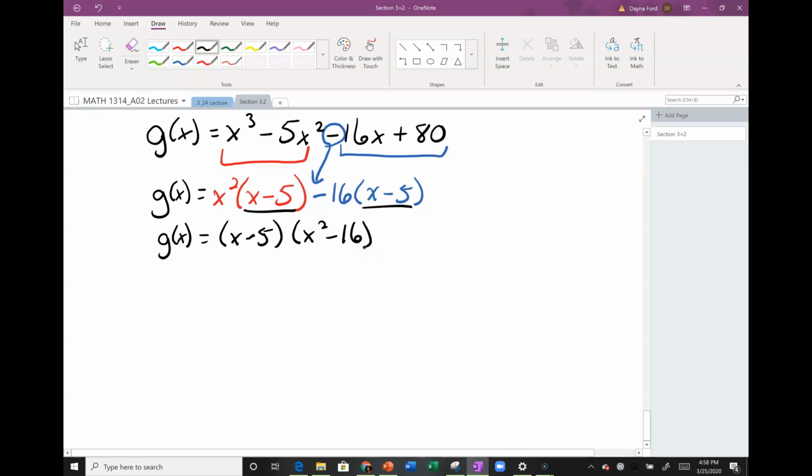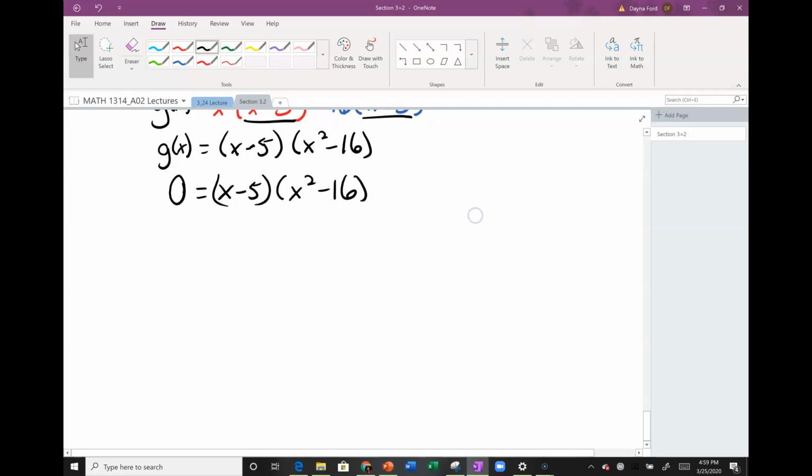Now at this point, I can actually go ahead and say 0 is equal to x minus 5 times x squared minus 16. And I'm going to set each of those factors equal to 0. So I get x minus 5 is equal to 0, and x squared minus 16 is equal to 0. And I'm going to solve each one of those. So I add 5 to both sides. So I get that x is equal to 5.